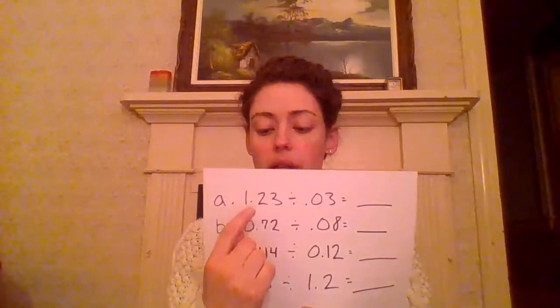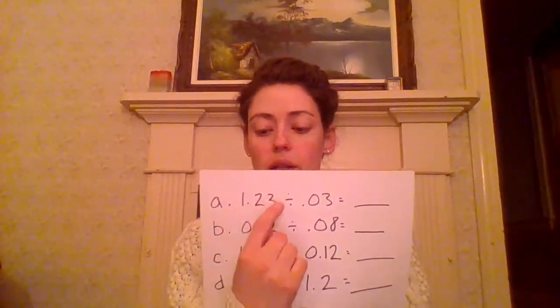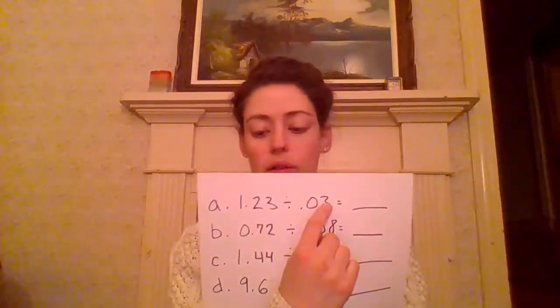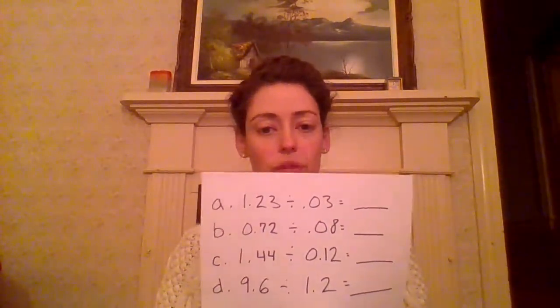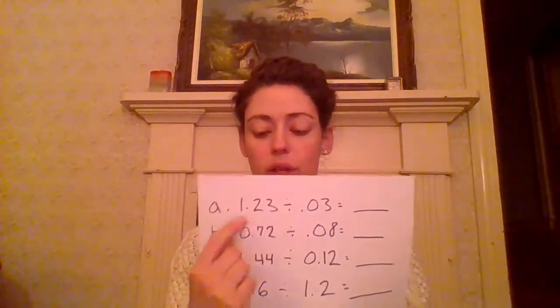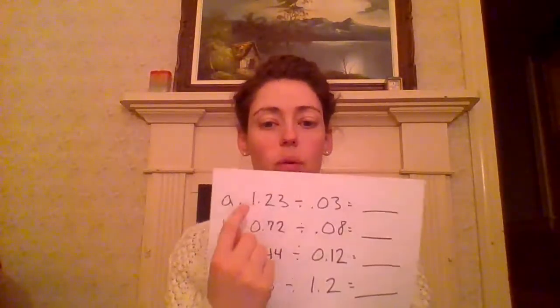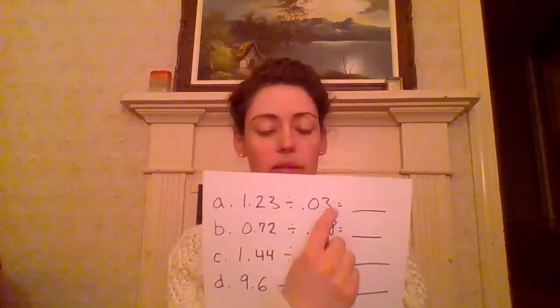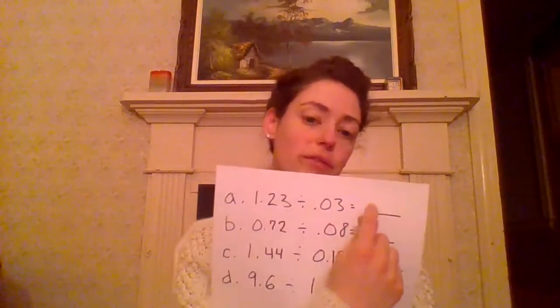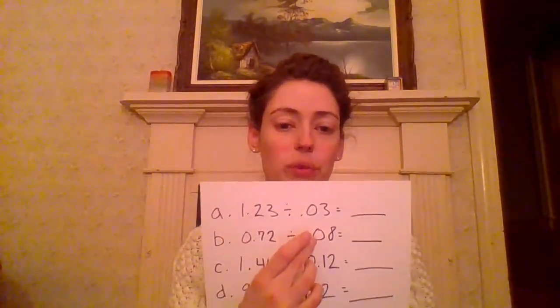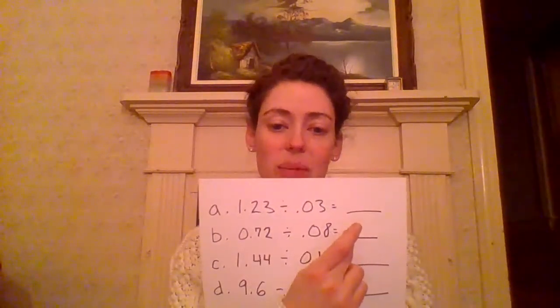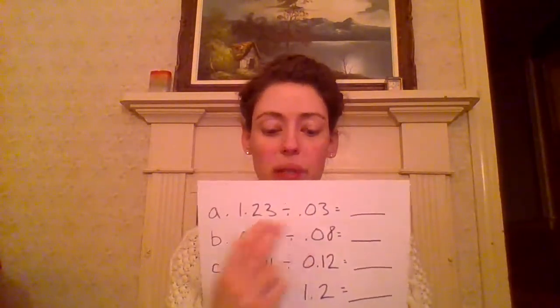So 123 divided by 3, what's that going to be? 120 would be 40, so plus 3 more, so 41. So we know that the answer to this decimal division is also 41. It's a nice trick to be able to make these into whole numbers and divide them and still get the same answer as we would have done in the first place.